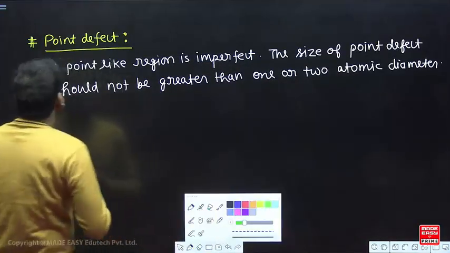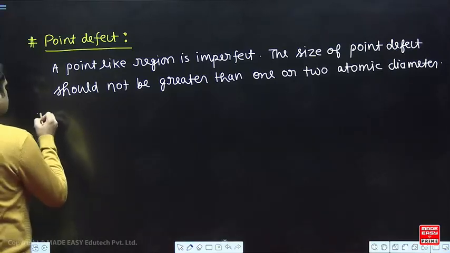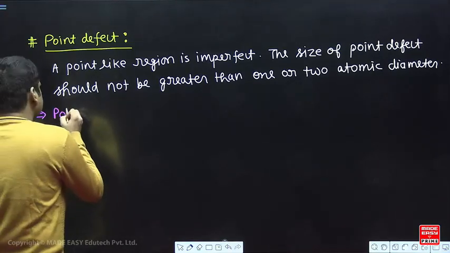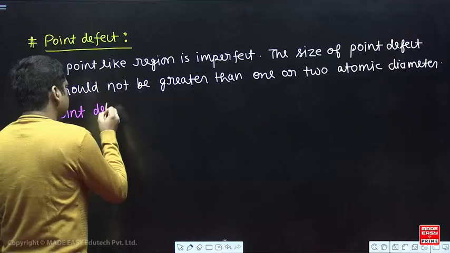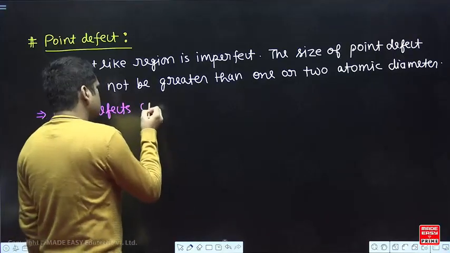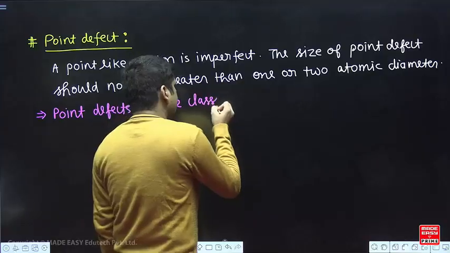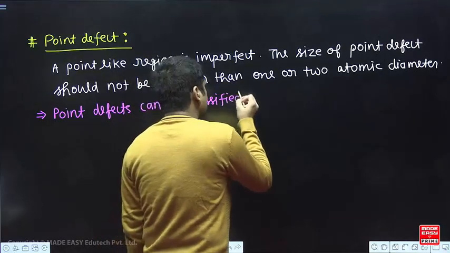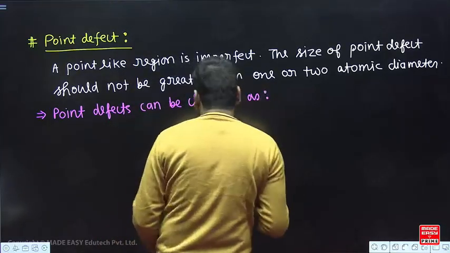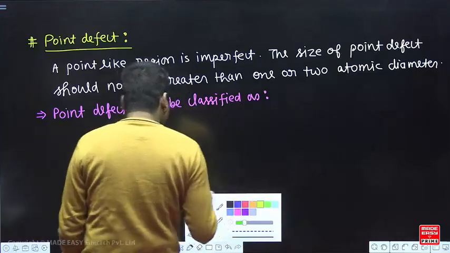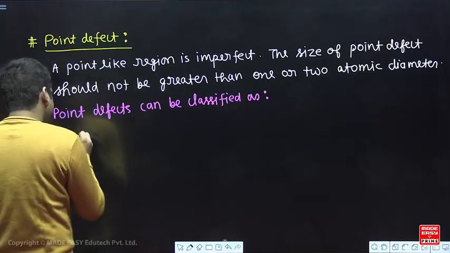Point defects can further be classified as, first, vacancy defect.